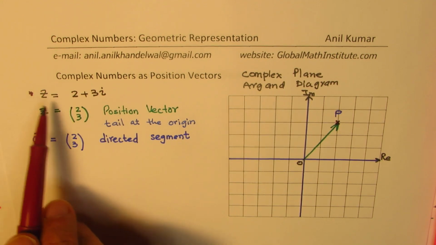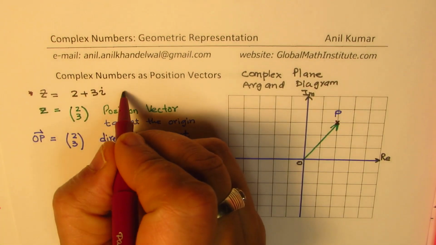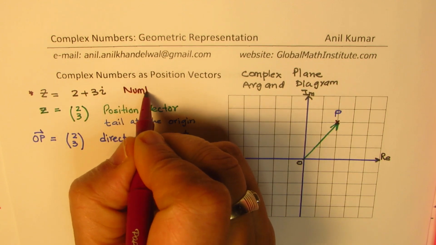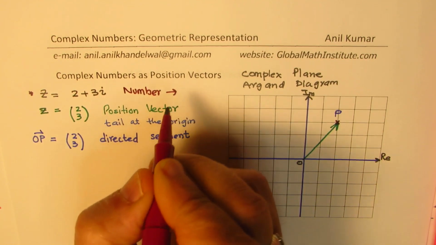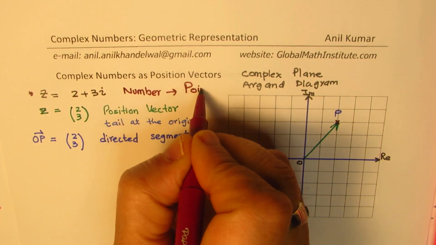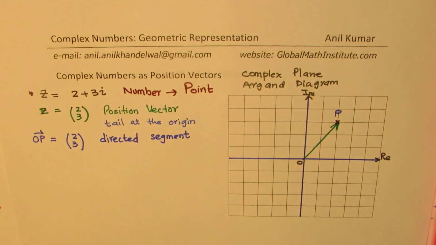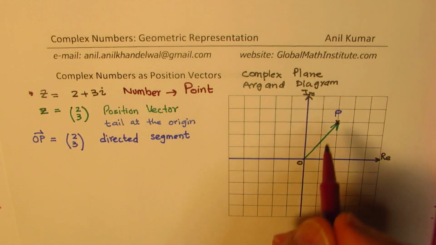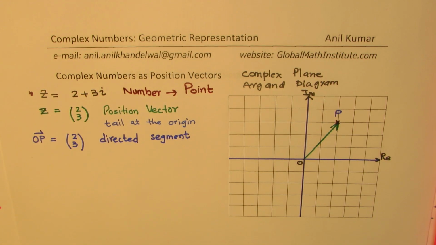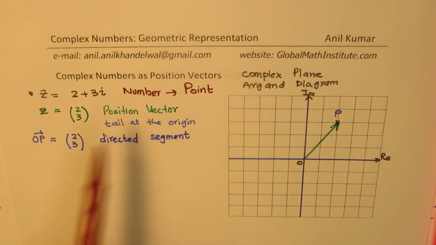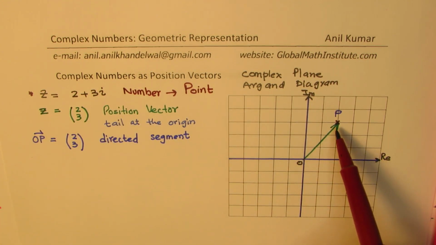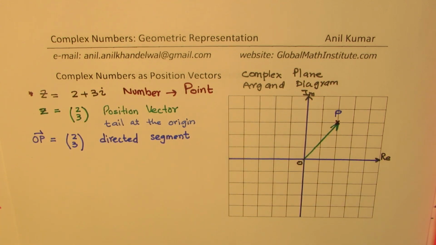So when we say complex number, remember, when we say number, it means a point, correct? And this point is this point P. And when we say position vector, it means this directed segment with the arrowhead. So vectors have magnitude and direction.